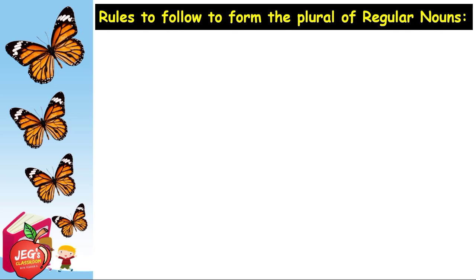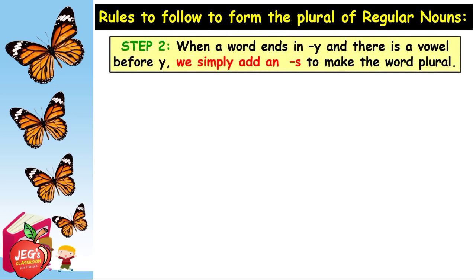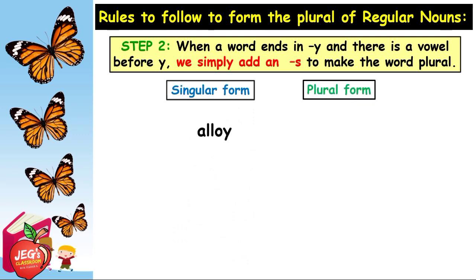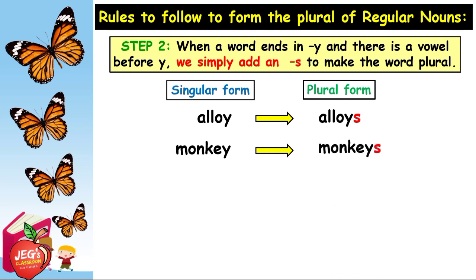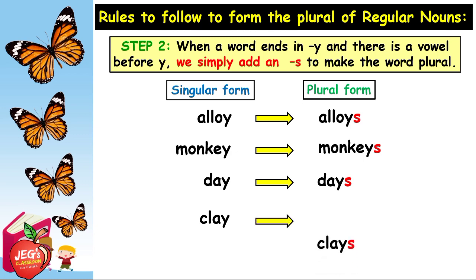For step 2, when a word ends in Y and there is a vowel before Y, we simply add an S to make the word plural. For example, alloy becomes alloys. Monkey, monkeys. Day, days. Clay, clays. Toy, toys. As you can see here, it ends in Y and there is a vowel before the letter Y. If this is the case, simply add an S to make the word plural.